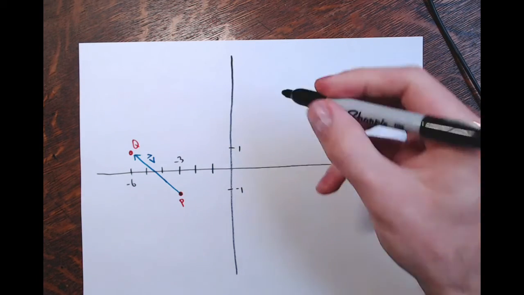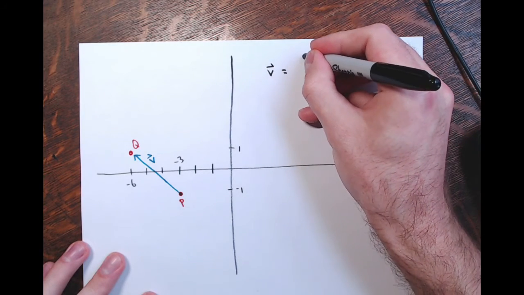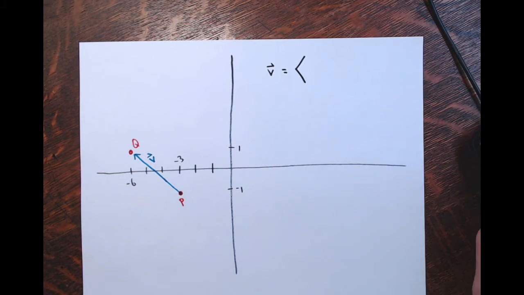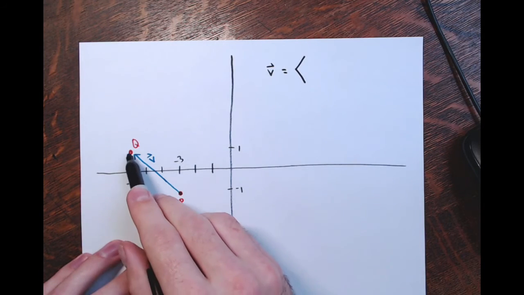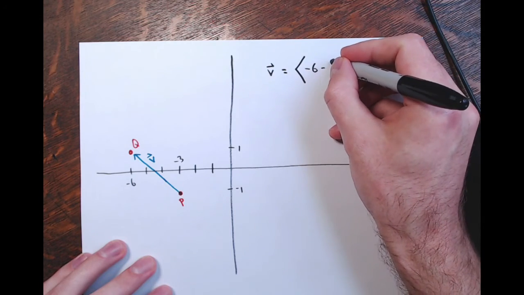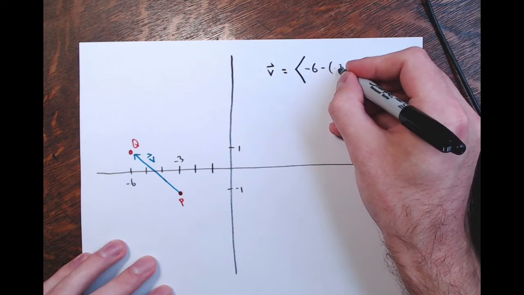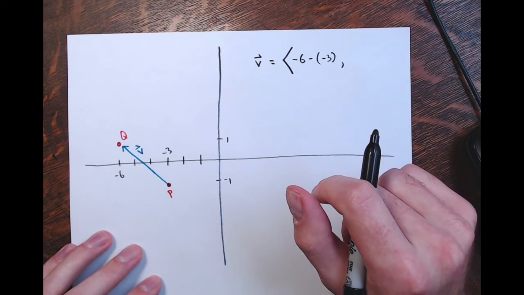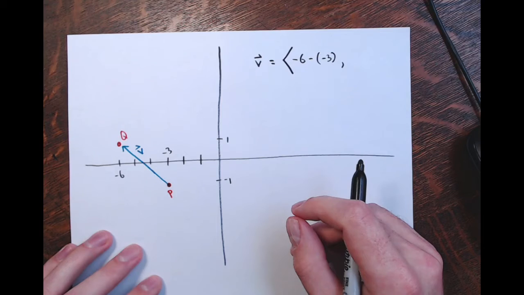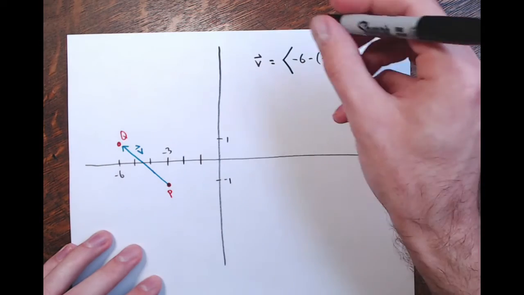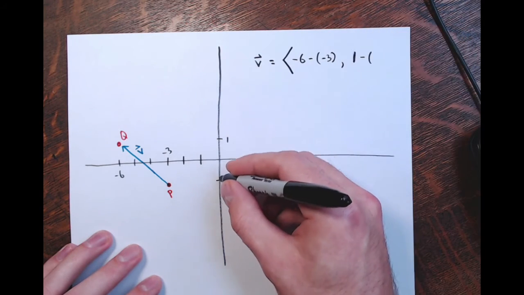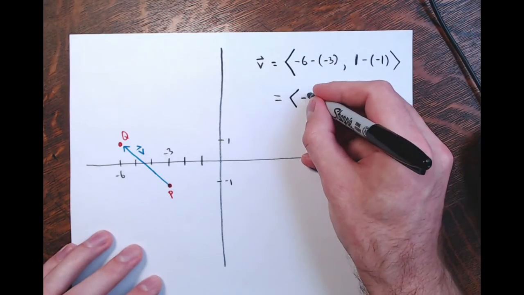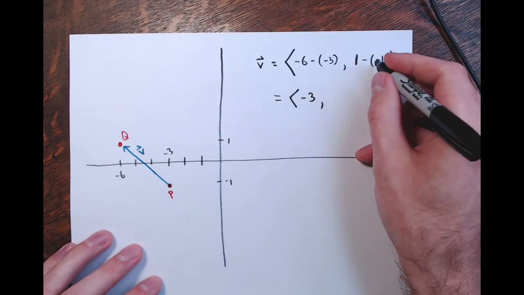Now you should be able to figure out the components of v pretty easily in standard notation. Remember, the first component is the change in x, and you're always doing terminal minus initial. So the x coordinate for the terminal point was -6, minus the x coordinate for the initial point, -3. And then the second component is the change in y. Again, terminal minus initial always for these vectors. The y coordinate of the terminal point Q is 1, minus the y coordinate of the initial point, -1.